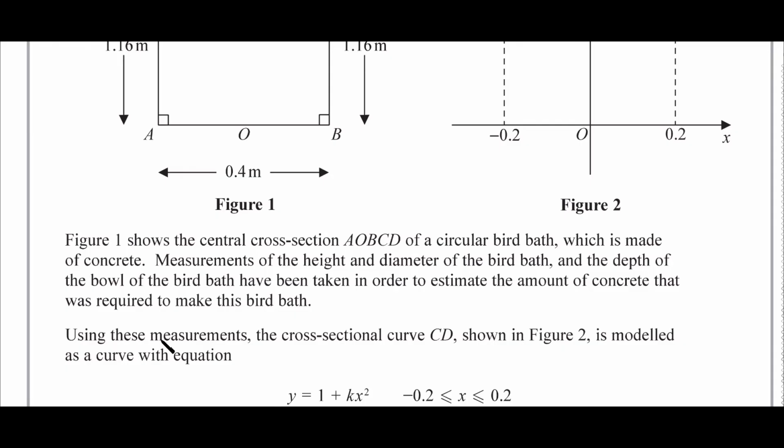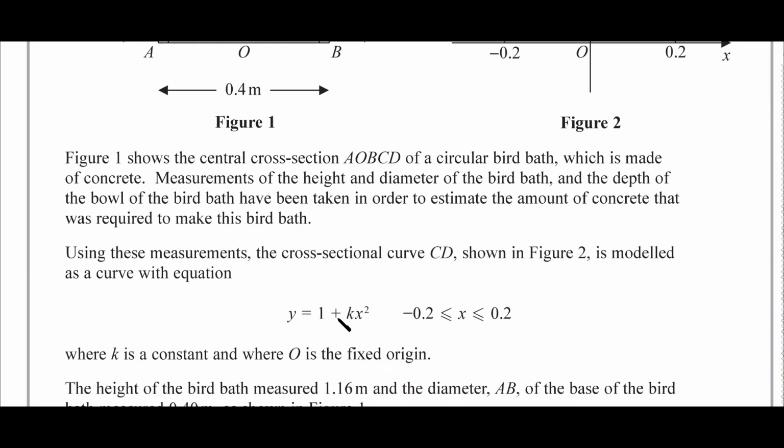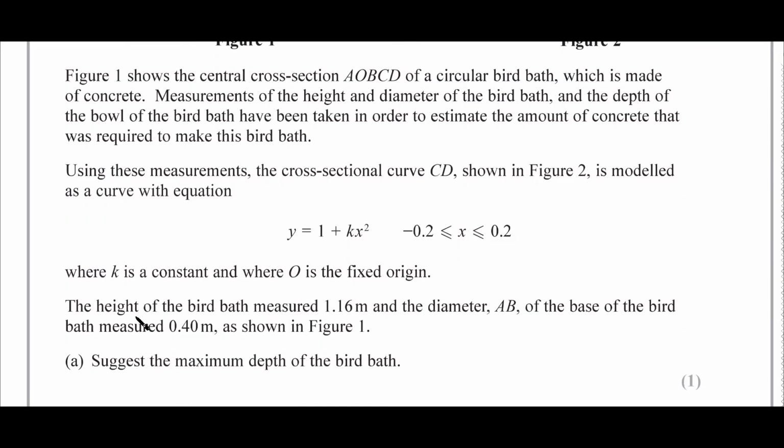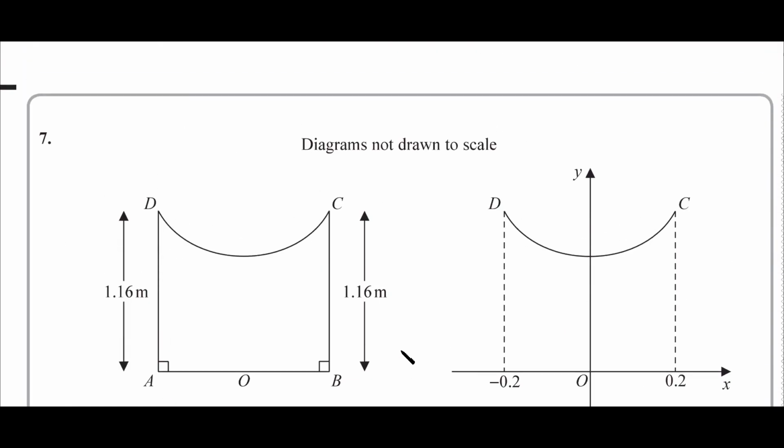Using these measurements, the cross-sectional curve CD, shown in figure 2, is modelled as a curve with equation y equals 1 plus kx squared, where x is between minus 0.2 and 0.2, and k is a constant, and O is the fixed origin. The height of the bird bath measured 1.16 meters, and the diameter AB of the base of the bird bath measured 0.40 meters, as shown in figure 1. We have to suggest the maximum depth of the bird bath.